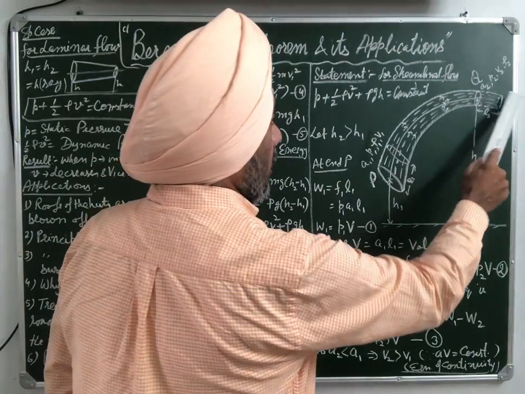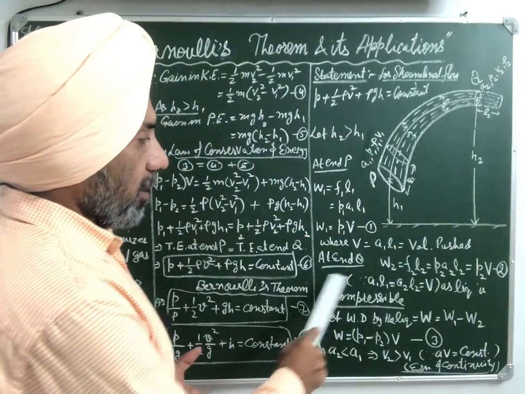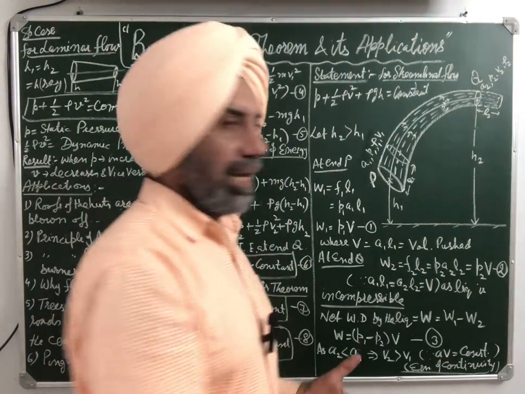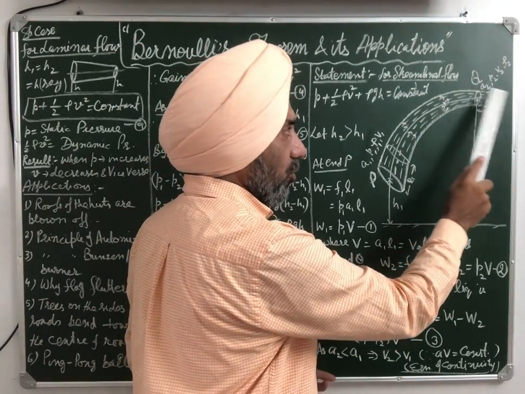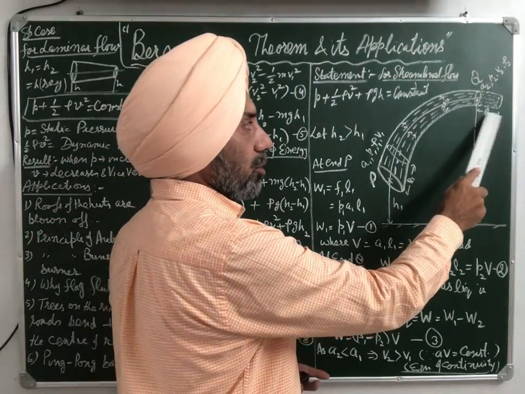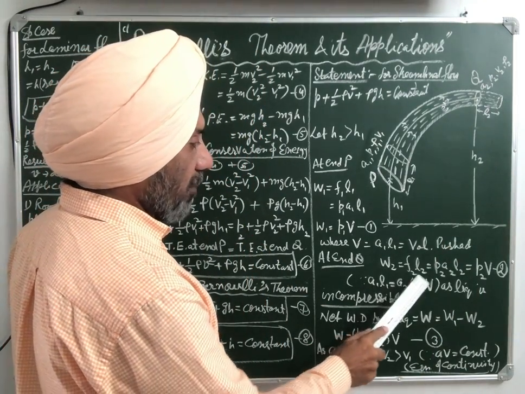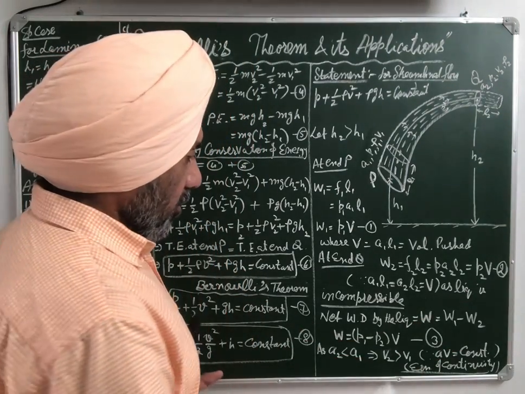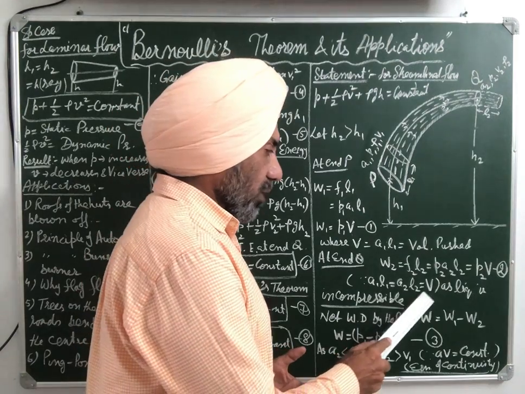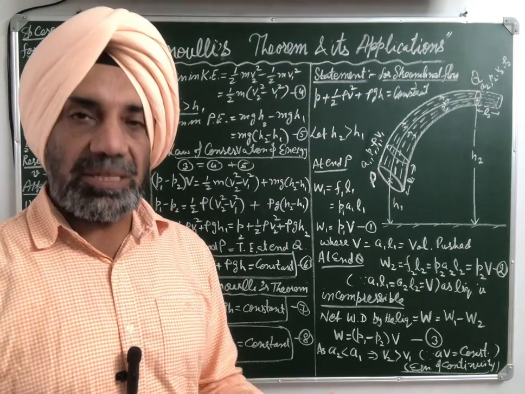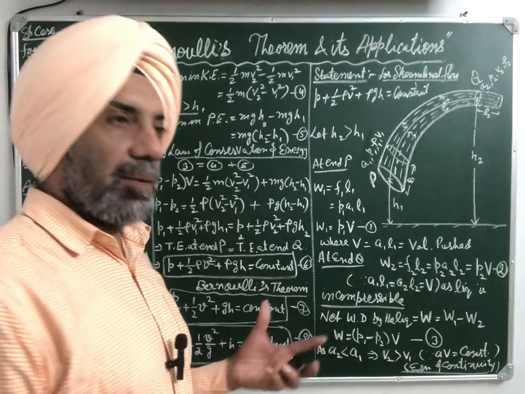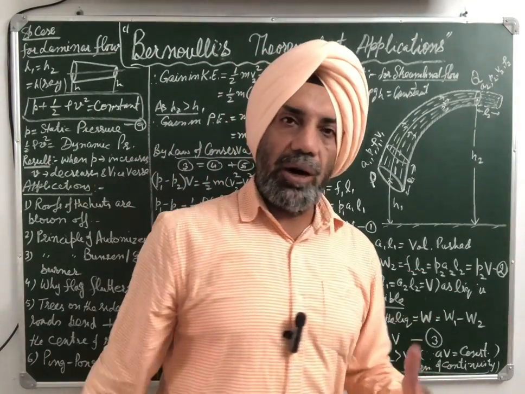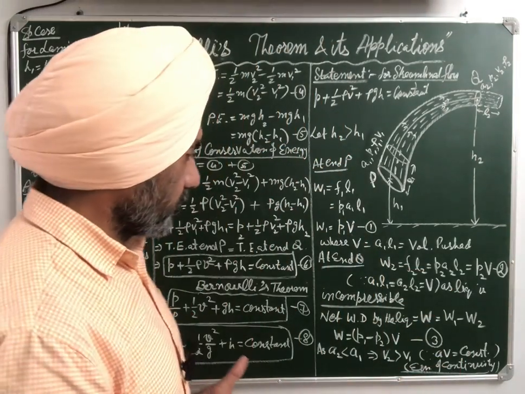Then at end Q, amount of work done by the liquid. So liquid is coming out through end Q itself. So the amount of work done by the liquid at end Q through distance L2 is given by W2 equal to F2 L2 or P2 A2 L2 or P2 into V. Because A1 L1 is equal to A2 L2 is equal to V, because the liquid is incompressible. So the volume pushed per second must be equal to volume coming out per second from end Q of the tube of flow.